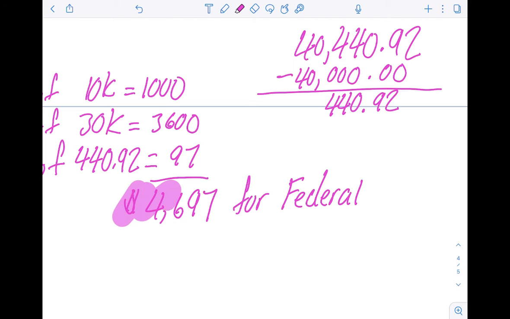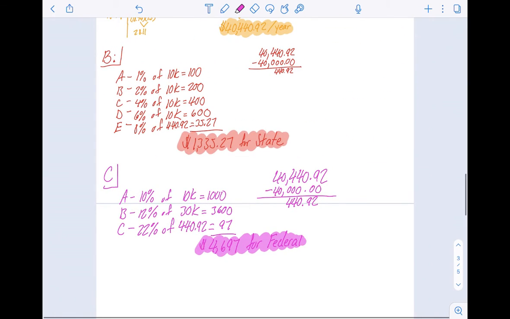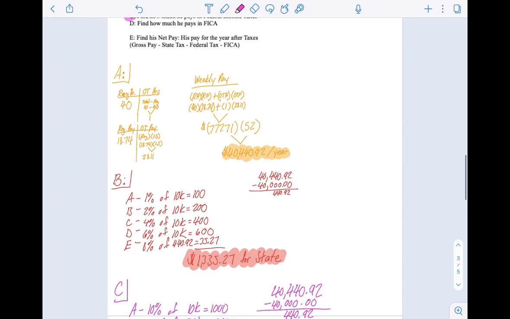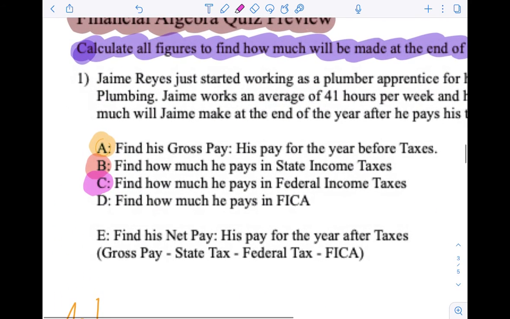So let us go highlight right here. And there we go. We have A, B, and C done. We know how much we pay before taxes. We know how much we pay in state. And we know how much we pay in federal. Okay? So, let's go to the next one here.